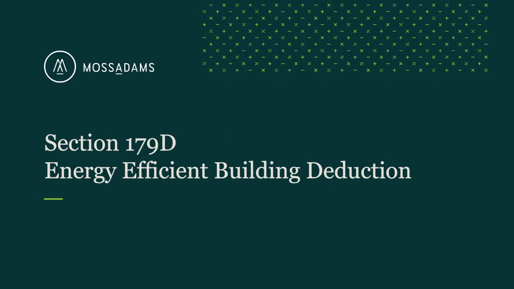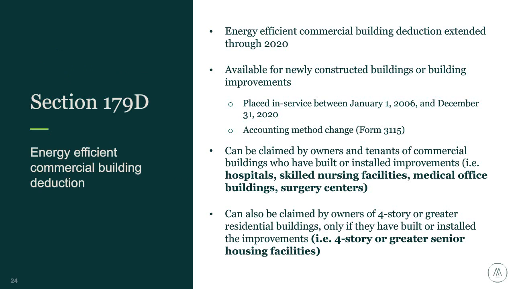Now we're going to talk about the energy efficient building deduction, otherwise known as Section 179D. So in December of 2019, President Trump signed an extenders tax package into law, and that extended a number of provisions that had previously expired at the end of 2017. MaryCaitlin is going to be talking about a few of these provisions on some upcoming slides.